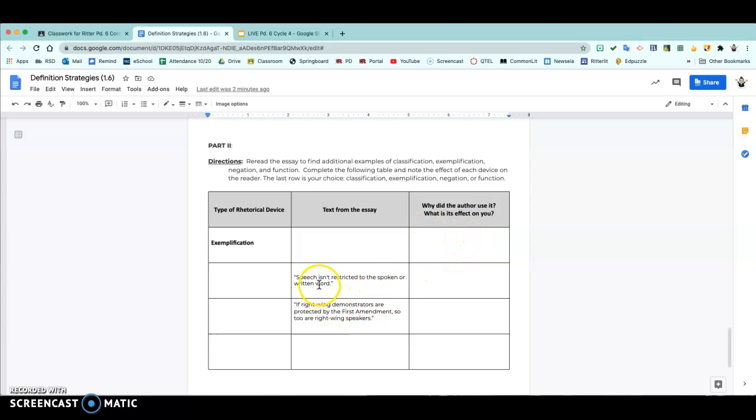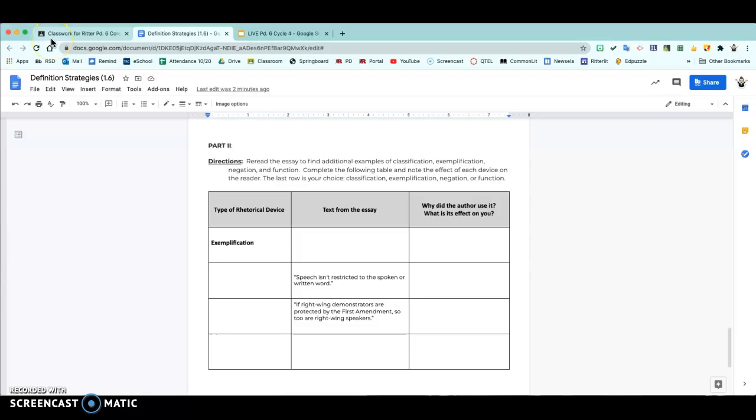Here, I've given you 2 quotes from the article. You have to tell me which of the definition strategies matches that quote, and then tell me why you think the author used it. And then for this last box, you have to find another example of your choice. You can choose classification, exemplification, negation, or function. From that article, you're going to put the quote here. You're going to tell me which strategy it uses and why you think the author chose to use it.